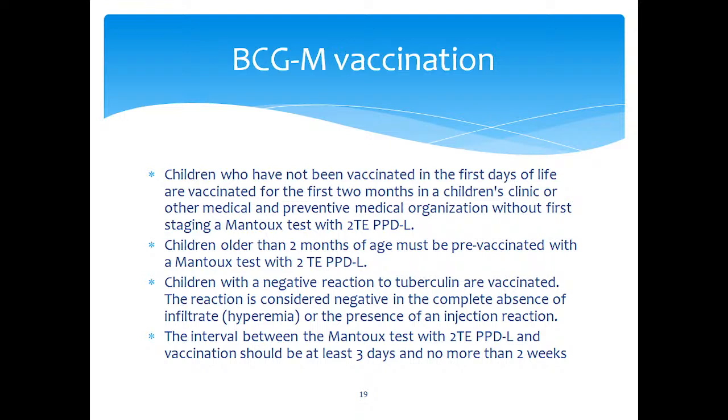Children older than 2 months of age must be pre-tested with the Mantoux test. And children with a negative reaction to tuberculin are vaccinated. The interval between the Mantoux test and vaccination should be at least 3 days and normally 2 weeks. Why? Because there can be illnesses.